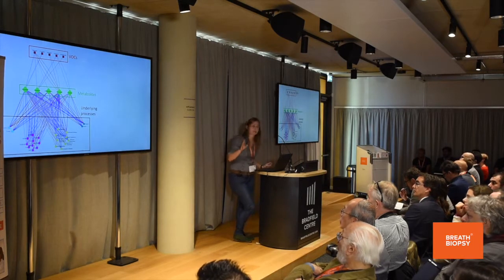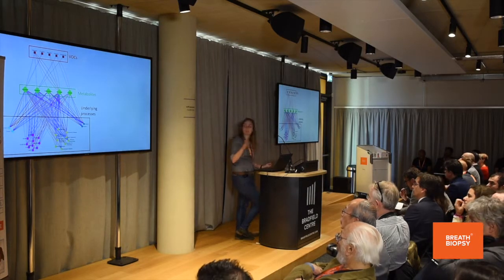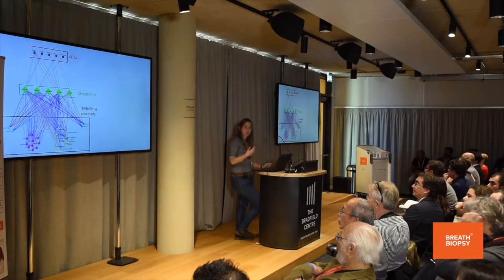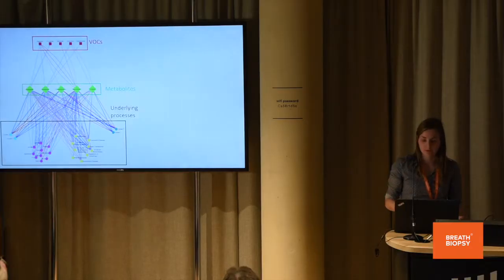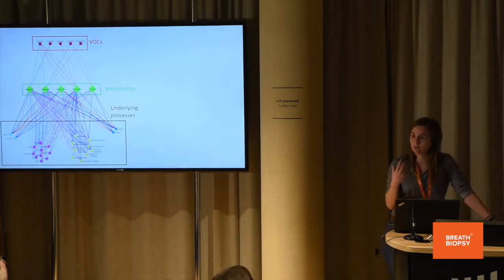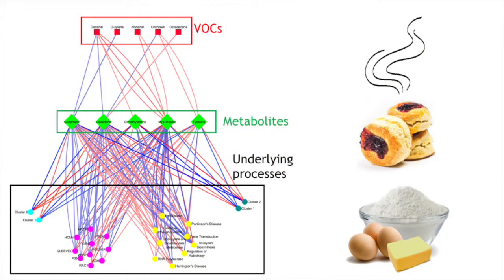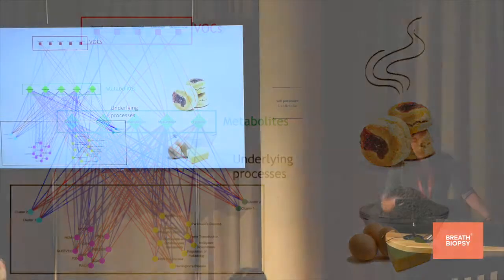So I just showed you two examples, right? But this is the entire network that we made, where we have the underlying processes, so the gene expression pathways at the bottom. They are connected to the metabolites, and those metabolites are then connected to the VOCs that we found. You could see this as sort of the ingredients to make lovely scones, as we do in the UK, right? And the VOCs would be the smell of those lovely scones. That's the idea, at least.